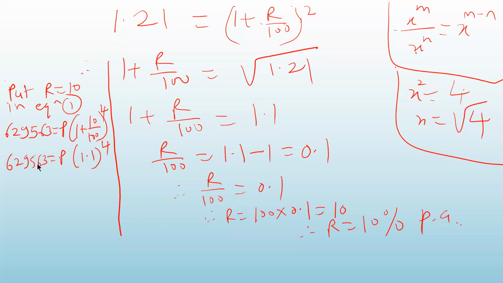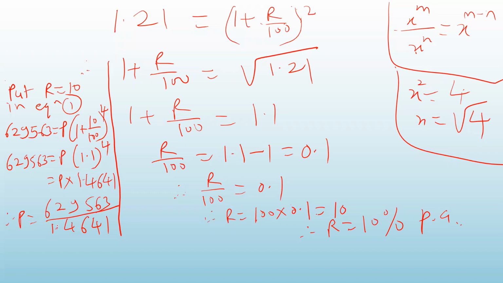629563 equals P into this. So what will be the value of this? What is 1.1 raised to power 4? Lot of calculation is there here. Okay. So that gives you 1.4641. So what will be the value of P? You have to shift this 1.4641 to the other side. So P is 629563 divided by 1.4641. Do it.